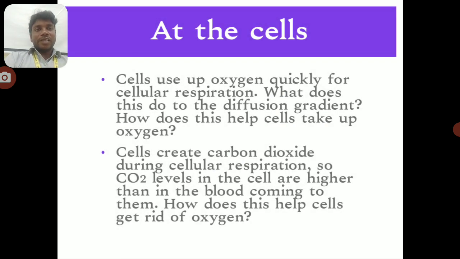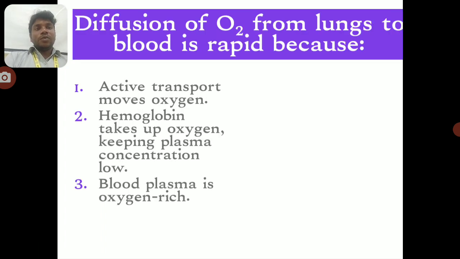The cell uses oxygen quickly for cellular respiration. Cells create carbon dioxide during cellular respiration, so CO2 levels in the cell are higher than in the blood coming to them. Diffusion of O2 from the lungs to blood is rapid because hemoglobin takes up oxygen, keeping plasma concentration low. Blood plasma is oxygen rich.